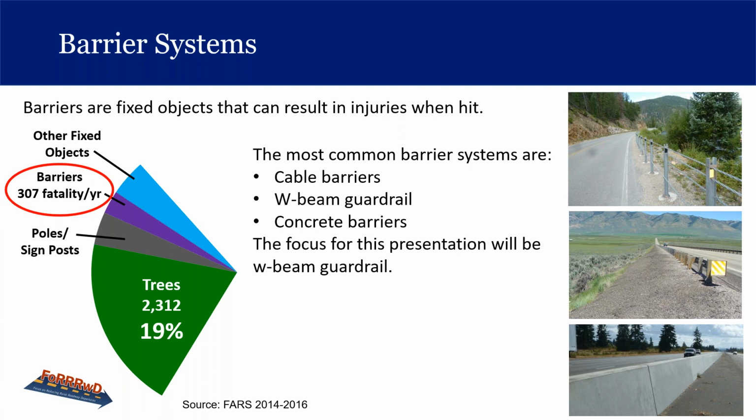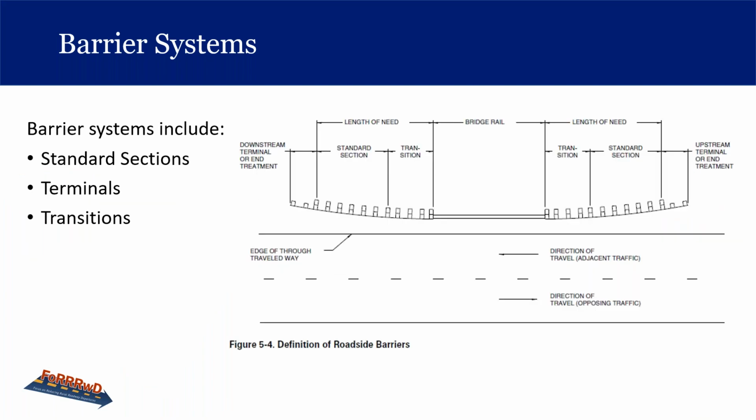So as you can see, crashes with barriers result in over 300 fatalities per year. Barriers are systems, and the components need to be compatible and continuous. The figure here is taken from the roadside design guide, and it shows the different components. We include the standard sections, terminals, and transitions.